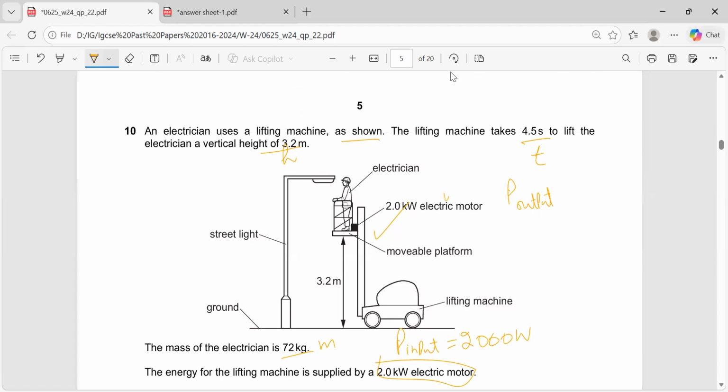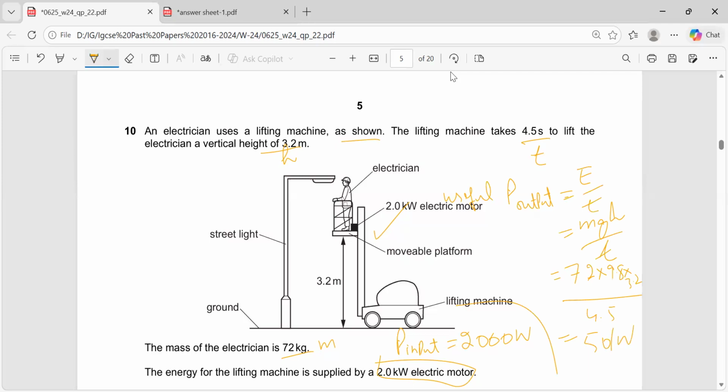Better to write useful power output. That will be equal to energy per unit time, the rate of transferring energy. And in this case, which energy? That is mgh over t. All the data is with us. Mass of the electrician is 72 times the value of g, 9.8, and height is 3.2, over t. Time is 4.5. I think it comes to be 501 watt, but let me confirm.